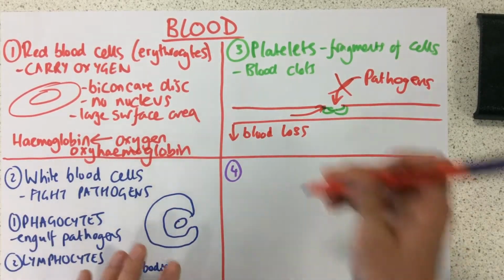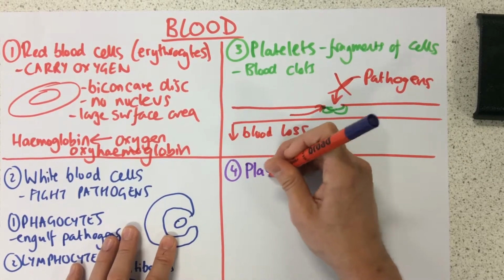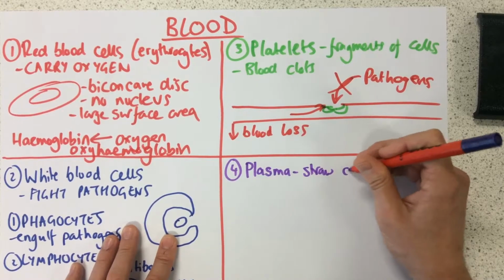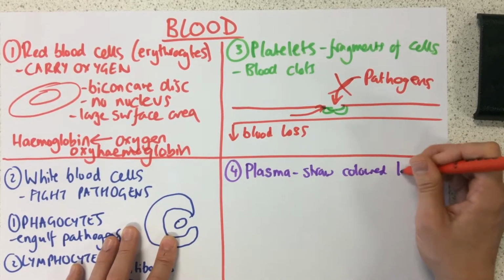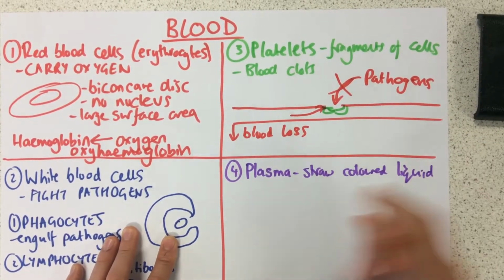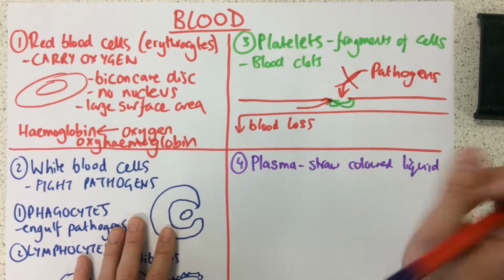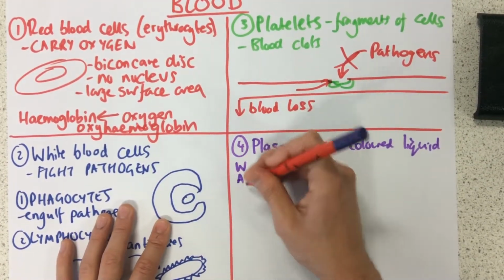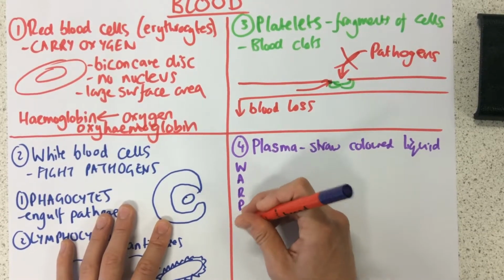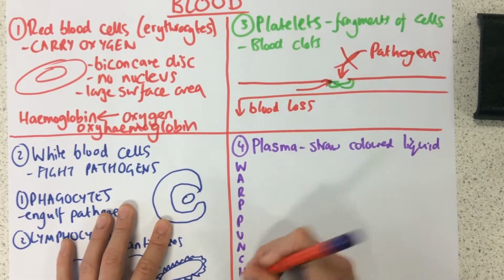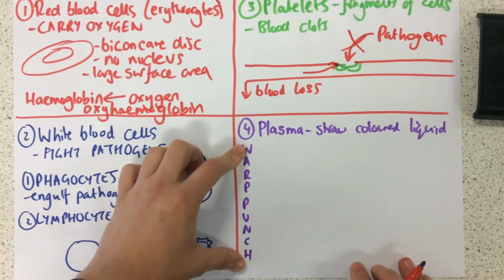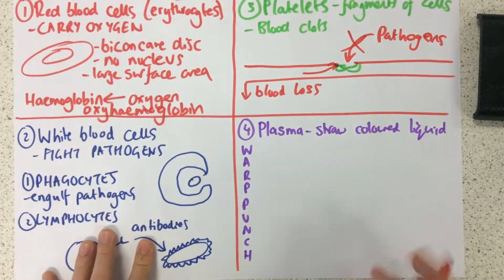Finally, we need to know about plasma. Plasma is a straw-coloured liquid, and this is the stuff that just carries everything along. This is the liquid that carries all of these useful things along. Now, I've come up with this thing here called WARP PUNCH, that's hopefully going to help us remember the different things that get carried in the plasma. So this is all of the different stuff that gets carried along in the blood.